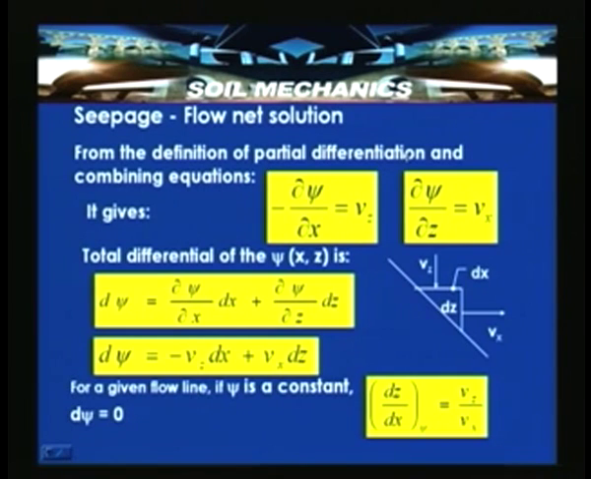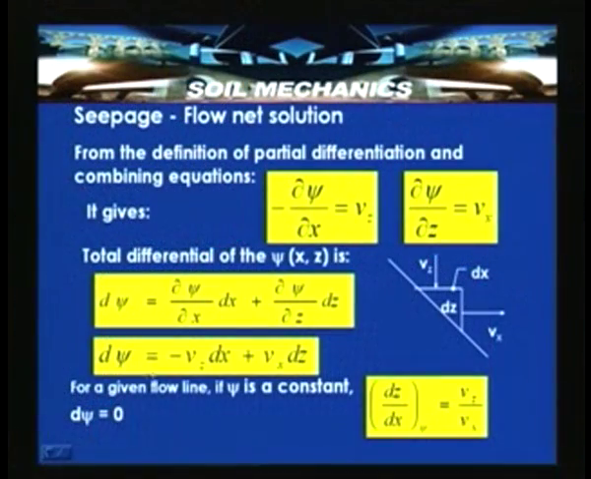So, from the definition of the partial differentiation and combining equations, minus ∂ψ/∂x is equal to Vz and ∂ψ/∂z is equal to Vx, it gives the total differential. If you determine for ψ(x,z), dψ is equal to ∂ψ/∂x into dx plus ∂ψ/∂z into dz. So, we can write now, by substituting minus ∂ψ/∂x is equal to Vz and ∂ψ/∂z is equal to Vx, the total differential of ψ(x,z) as dψ is equal to minus Vz dx plus Vx dz.